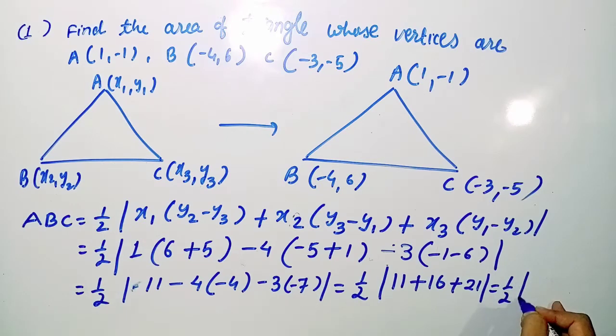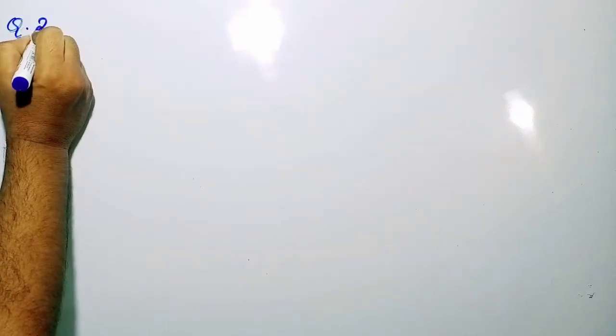Now adding these things together, we are getting what? 11 plus 16 plus 21, this is 48. So by simplifying, cancelling 48 by 2, we are getting 24. Thus students, the area of triangle having vertices A, B and C is 24. Okay students, similarly we will practice a few more questions to get our concept clear.